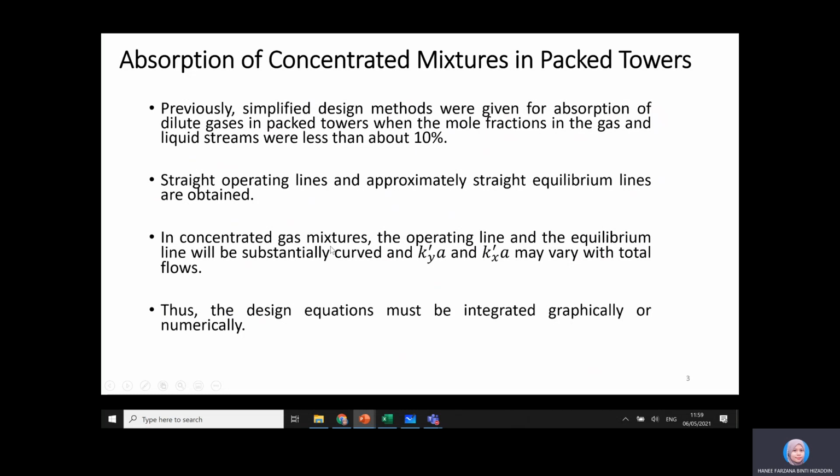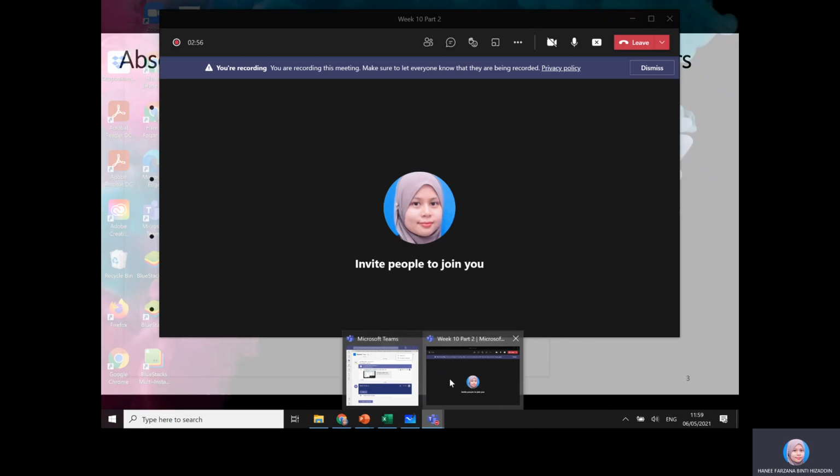However, in a concentrated gas mixture, the operating line and equilibrium line will be substantially curved, and the KYa and KXa primes may vary with the total flow rates. So the design equation must be integrated graphically or numerically, because it's not constant. Okay, it is changing throughout the column height.